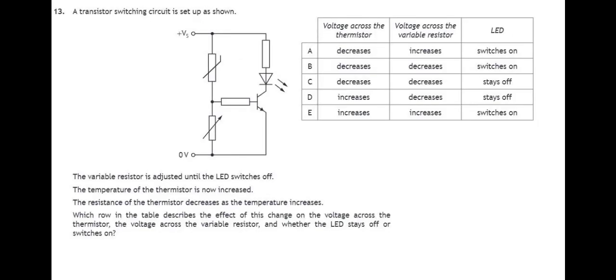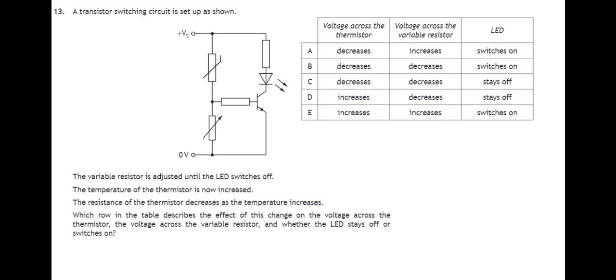Number 13. A transistor switching circuit is set up as shown. The variable resistor is adjusted until the LED switches off. The temperature of the thermistor is now increased. The resistance of the thermistor decreases as the temperature increases. Which row in the table describes the effect of this change on the voltage across the thermistor, the voltage across the variable resistor, and whether the LED stays off or switches on?